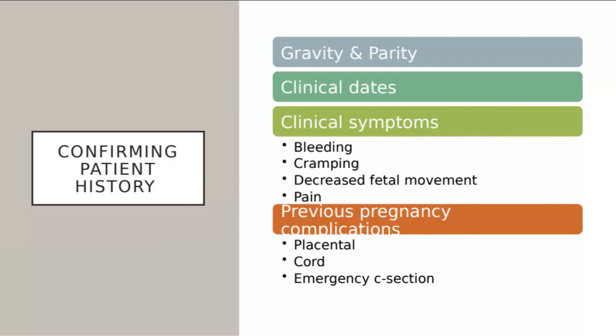We also need to know of any other previous pregnancy complications. So did you have any issues with your pregnancies beforehand? If you had previous pregnancies, did you have any placental issues? Did you have any issues with the umbilical cord? Did you have a C-section? Was it an emergency?